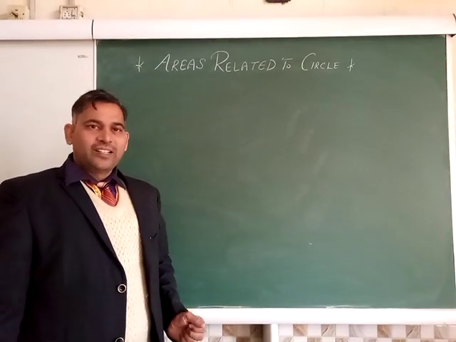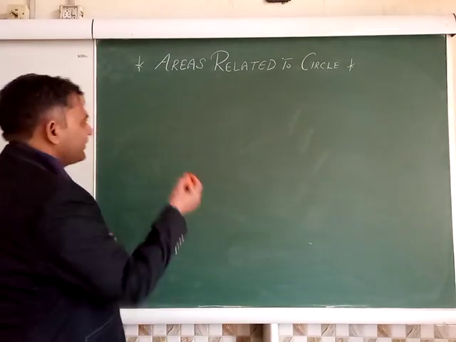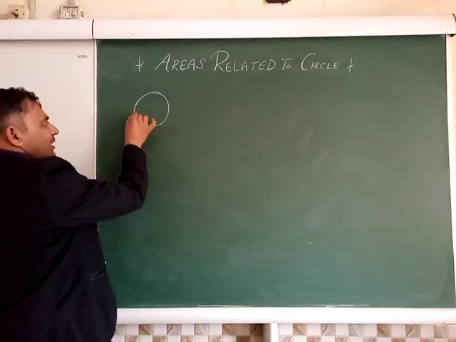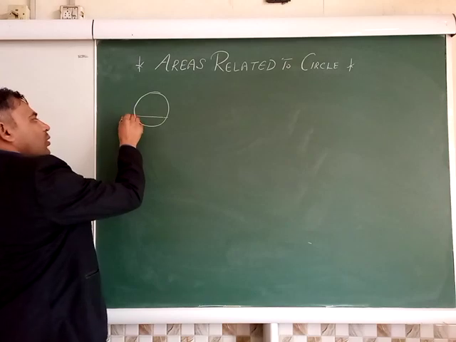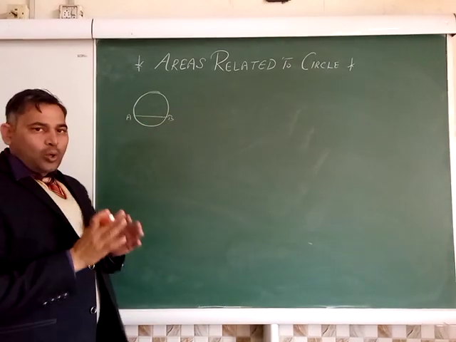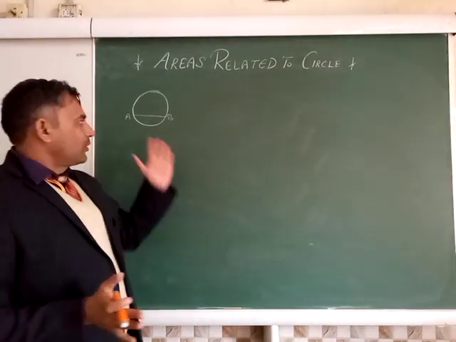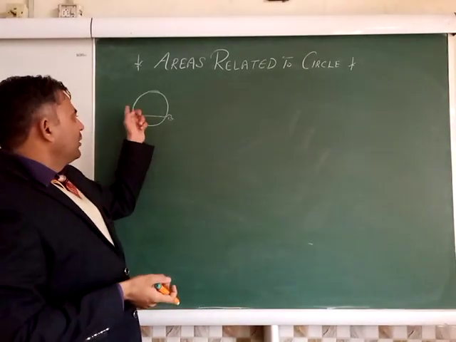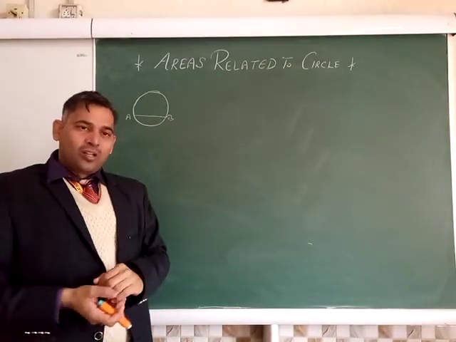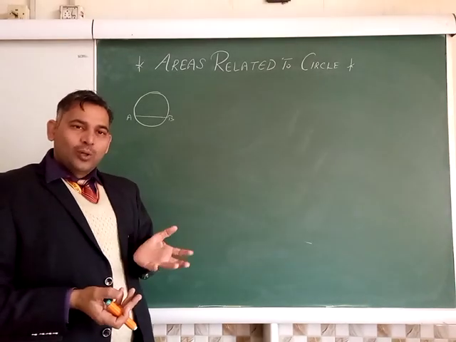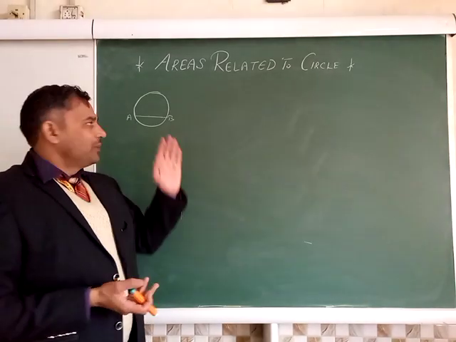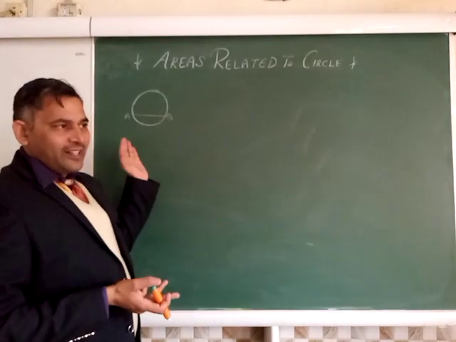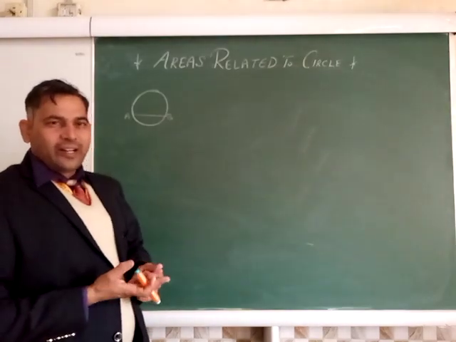Okay, now dear students, what is the segment? See the figure. This is a circle and this is a chord. Chord divides the circle in two parts. One is the major, one is the minor. What is the longest chord? Diameter is the longest chord of the circle. So diameter divides the circle in two equal parts. Okay, but here is the chord which divides it in two parts.